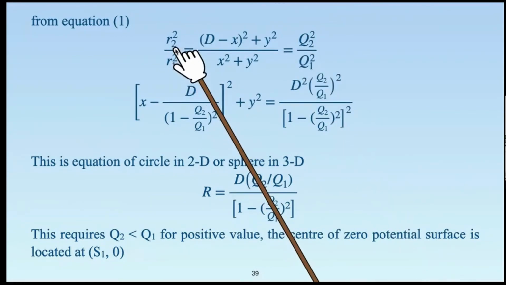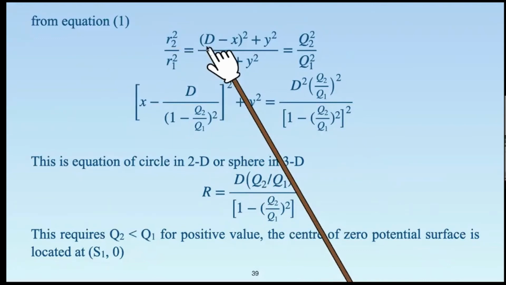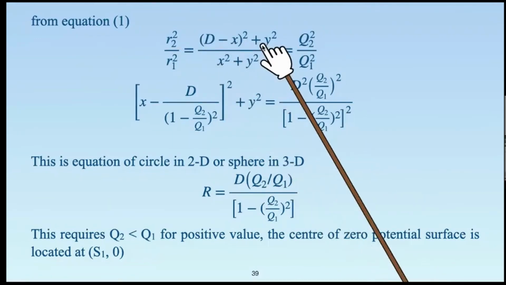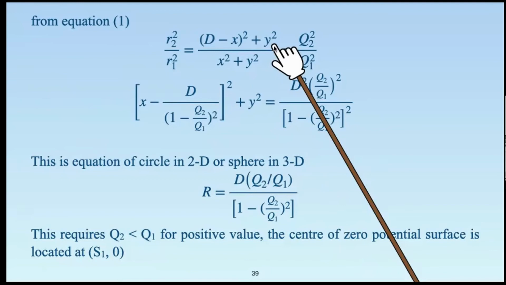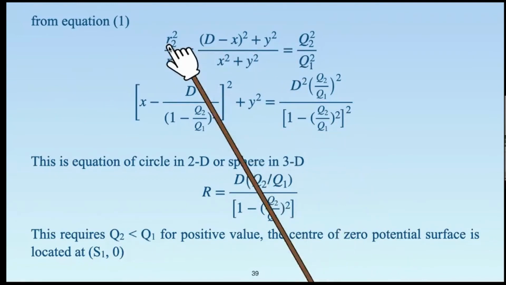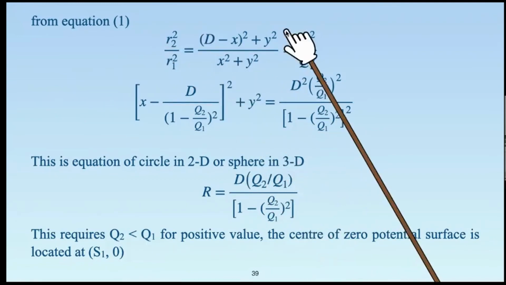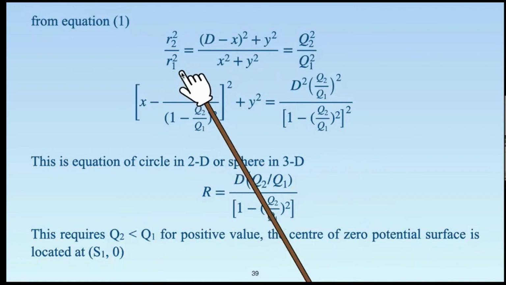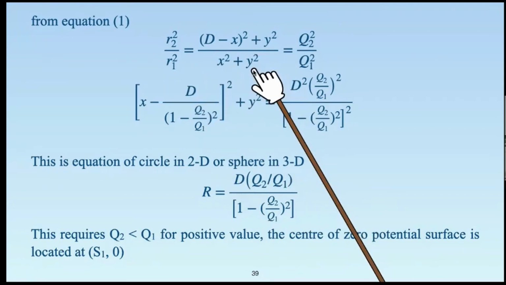Knowing the dimensions of R2, that is equal to under root of (d minus x) square plus y square, as written earlier in the slide. So we substitute when we take the square, so the square root gets eliminated. Similarly, R1 is equal to under root of x square plus y square. So this is the equation obtained.